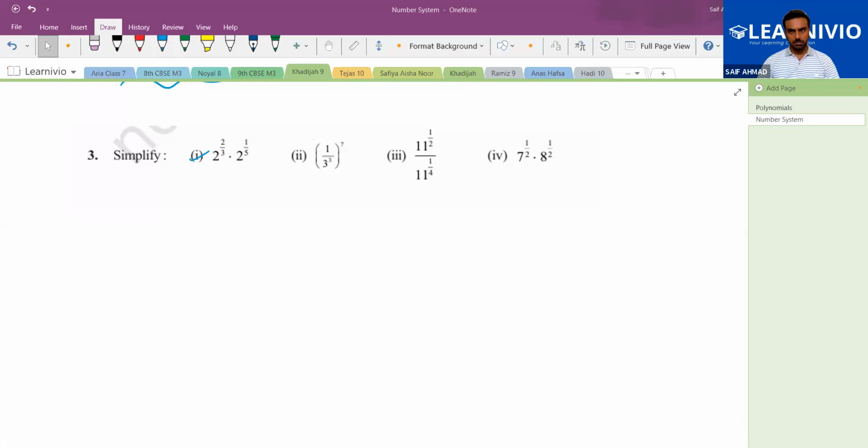Answer is 2 raised to the power 13 by 15.